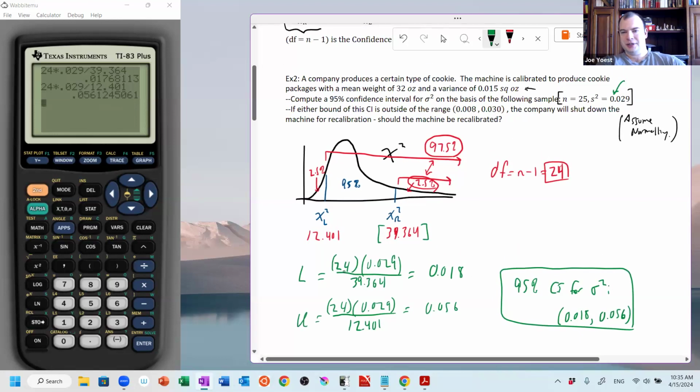So note that we actually didn't use this 32 ounces or even really this 0.015 square ounces at all. We also didn't use the sample mean at all. All that we used was the sample size, the sample variance, and then our confidence level.